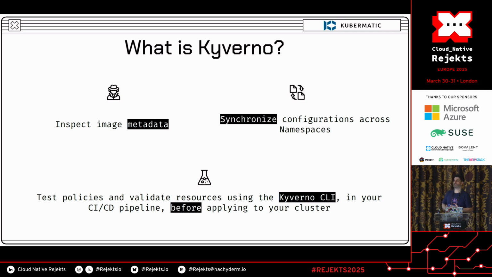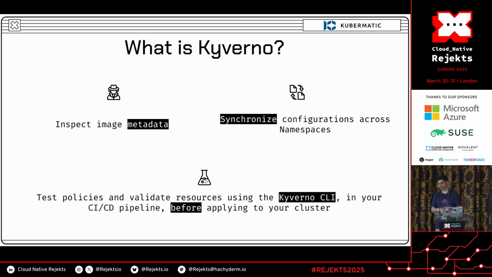Kyverno is able to inspect the metadata of the images, so you can define things like, I don't want to run a container which was built more than 6 months ago. So you always want to have new images running in your system. You can synchronize configurations across namespaces. Whenever there is a new namespace, you can create some resources on that namespace.